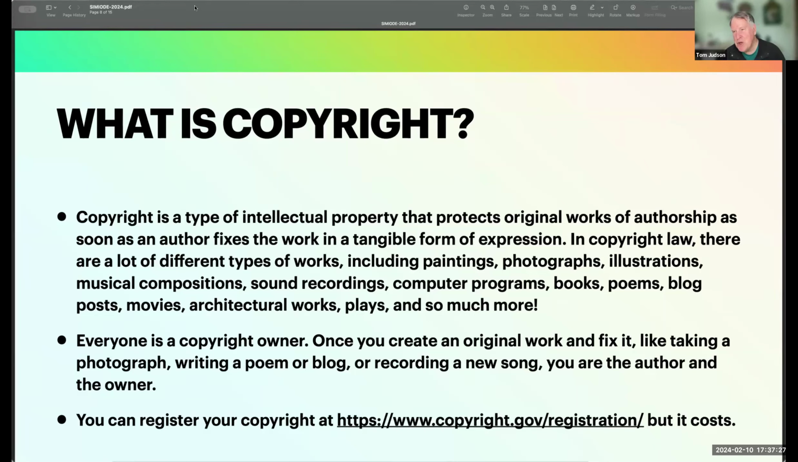You can, but you do not have to register your copyright with the government. If you do register it, it costs. But if you don't register it, it's still copyrighted. So anything that you write, make sure you put that it's copyrighted by such and such and put the date, the year on it.